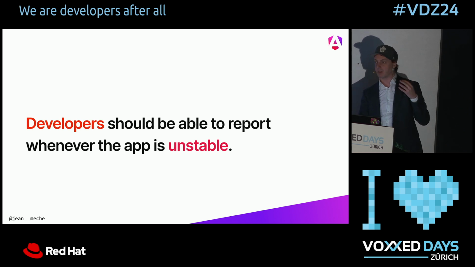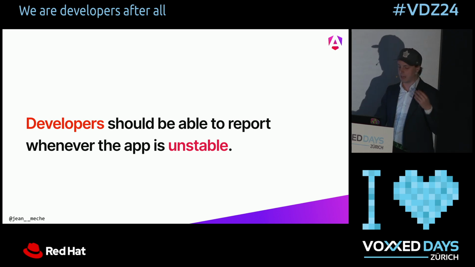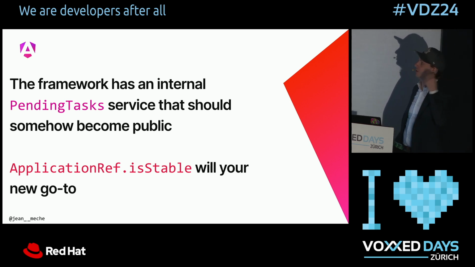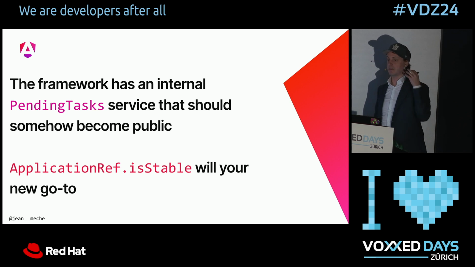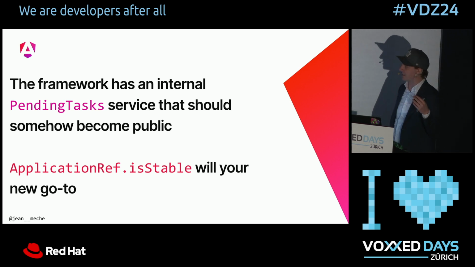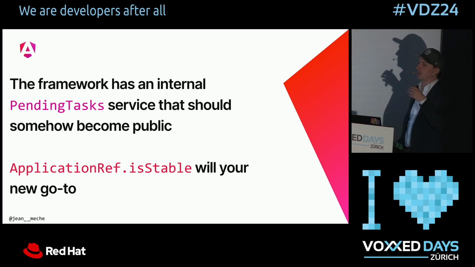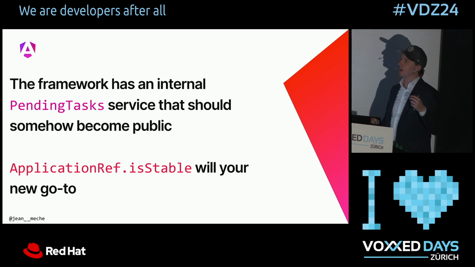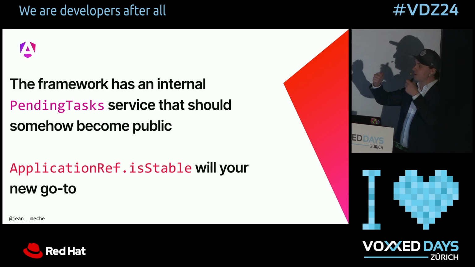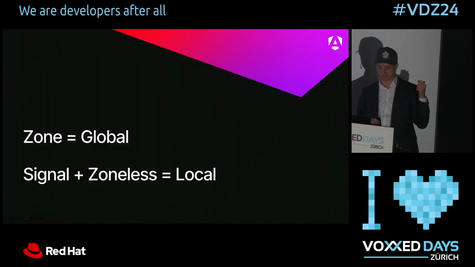Currently, there is no possibility to do that, but the developer should be able to report whenever the app is unstable. Right now, we have an internal class that's not exposed yet, but something should be in the future. It will tell that something is currently happening. That's what we do server-side when we do some HTTP requests, for example. And this will be exposed through, for example, ApplicationRef isStable. So we'll know if your application is stable or not, but you should soon be able to tell when it is. So that's one of the challenges that the framework needs to address so that people can do fully zoneless apps.